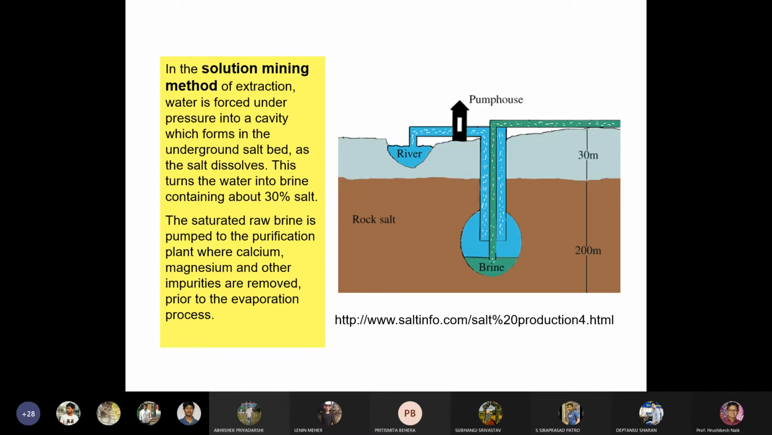This is the diagram which shows solution mining. Water is forced with pressure to the underground cavity where rock salt is present. Whenever salt comes in contact with water, it becomes brine, and this brine is taken to the surface. From the brine, magnesium, calcium and other impurities are removed, and we get the salt. So this is called solution mining, salt mining.